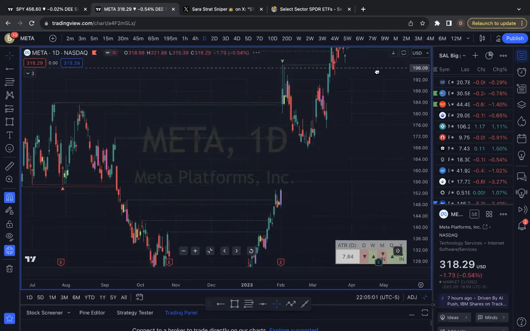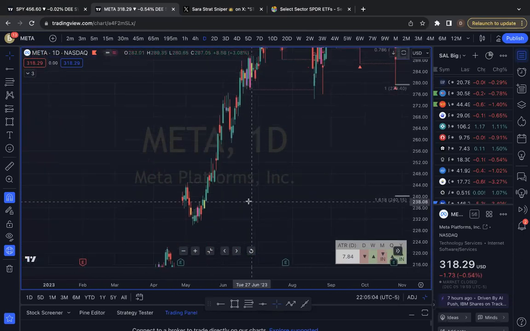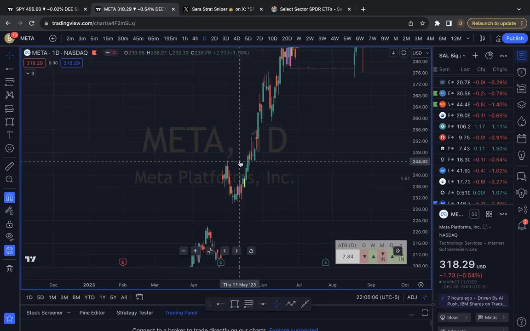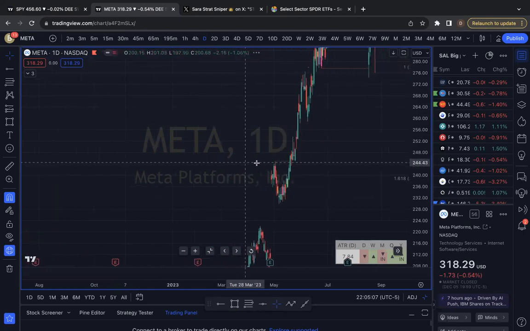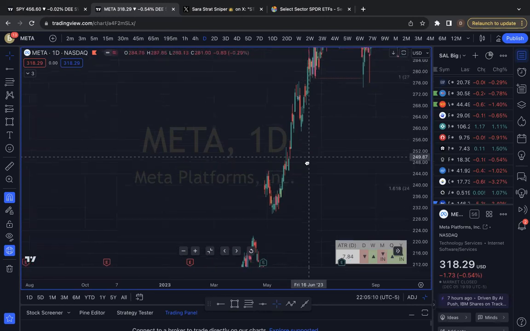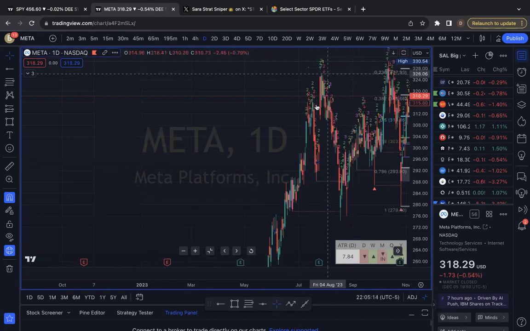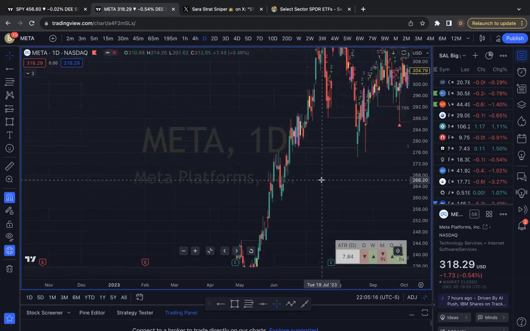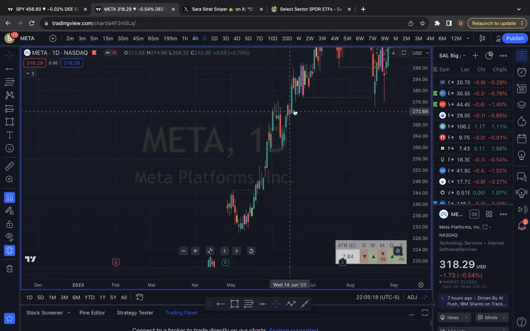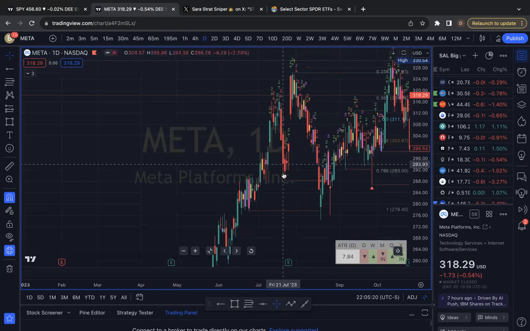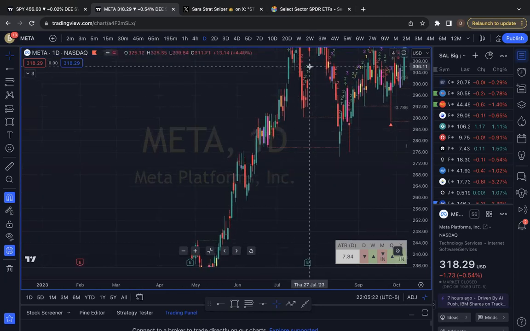If we look at Meta right here, let's pick Meta from this spot. I can probably guarantee you that on an RSI, this was saying overbought. Is it still overbought? Is it still overbought? Look how much money you missed out on because you're looking at an RSI. This probably said overbought for two months straight.